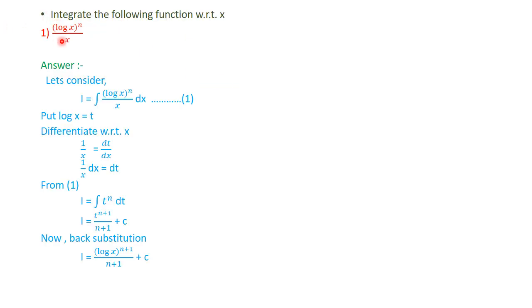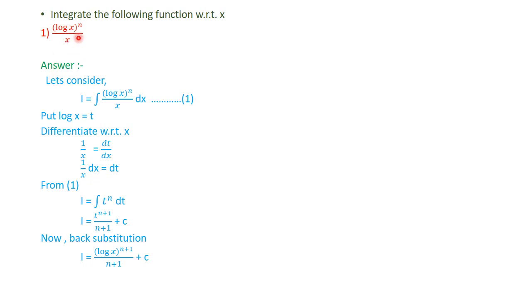Consider an example. Integrate the following function with respect to x: 1. Log of x raised to n by x. Again, you have to find out first where the derivative of the function lies, and if you can do this, then you will easily solve the example and you will enjoy solving such examples. You can easily get that log x has derivative what? 1 by x, isn't it?